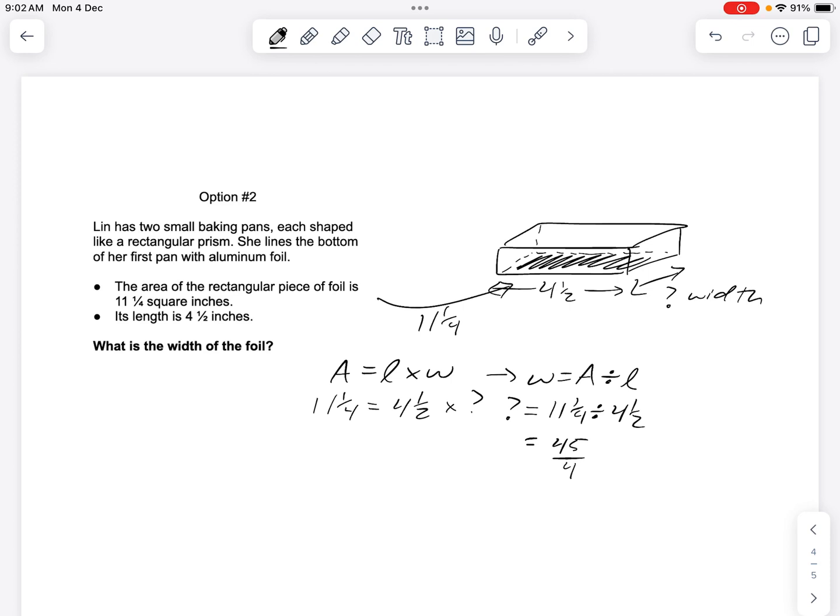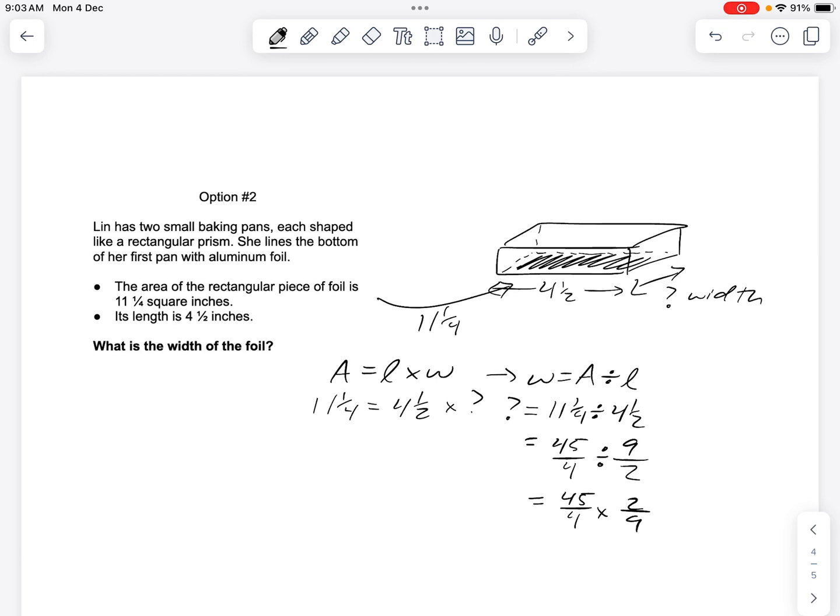And if you aren't sure how I just did that, make sure you come chat with me, because that's a skill that's going to help you on all these problems. And that's going to be 9/2. And there are different ways you could approach this. One way is to use the reciprocal, 45/4 times 2/9.